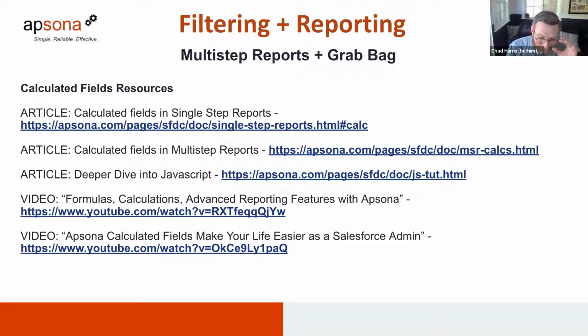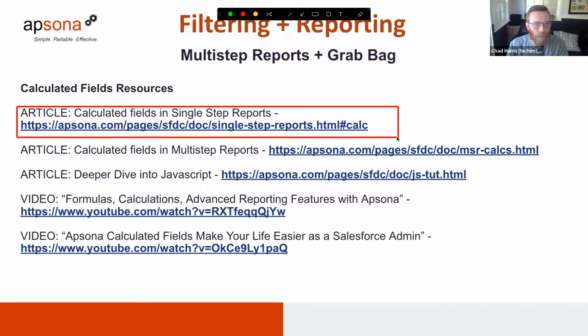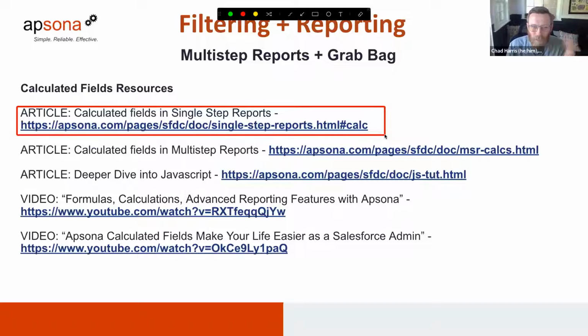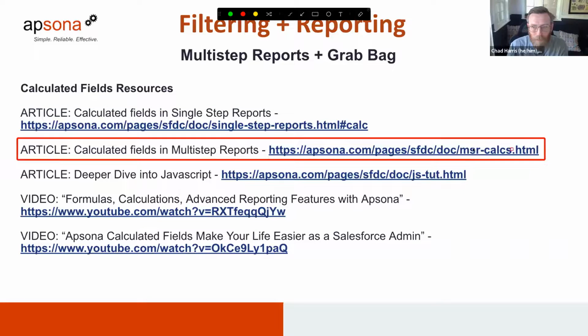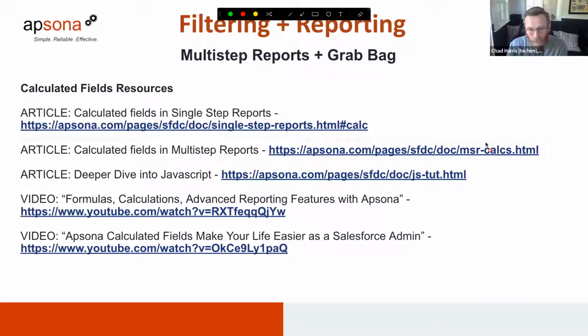You've probably been to a lot of these articles already, but I want to just call them out. We have our single step report article. It's not a big chunk of it, but there's a section that talks a little more in depth about calculated fields, and it compares calculated fields to the aggregate fields or the metric fields. We have an article that talks about calculated fields as they're used in multi-step report. This one has a lot more information. The single step report is just a quick paragraph mention.